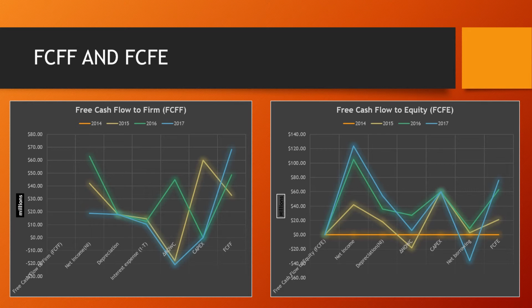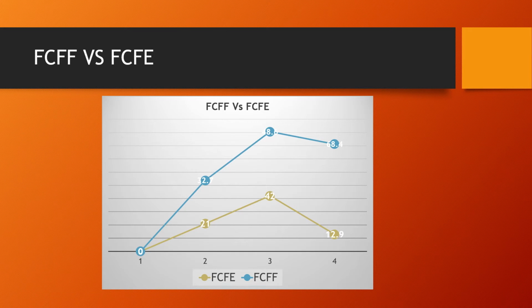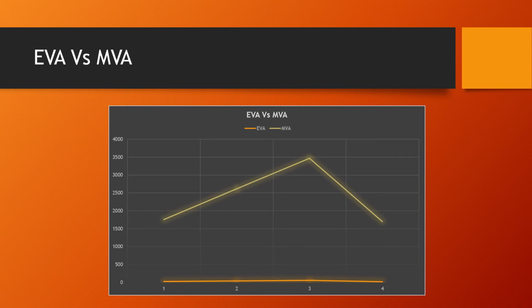The line graph shows that FCFE was $20 million in 2015, which went up to $18 million in 2017. Now talking about FCFF versus FCFE. As we can see in the graph of FCFF versus FCFE, we can analyze that FCFF is available to all distribution, and in our case FCFF is greater than FCFE.